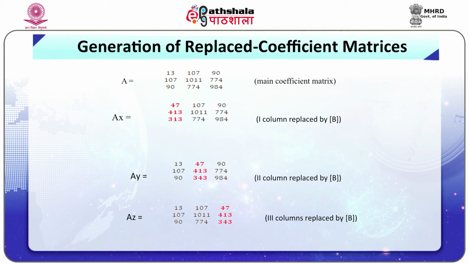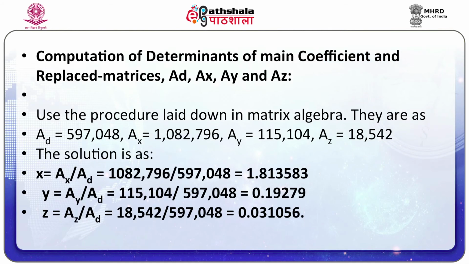The matrix form of these simultaneous equations is A x equal to b. The solution of this method is summed up in 4 steps. Step 1, calculation of determinant of matrix A.